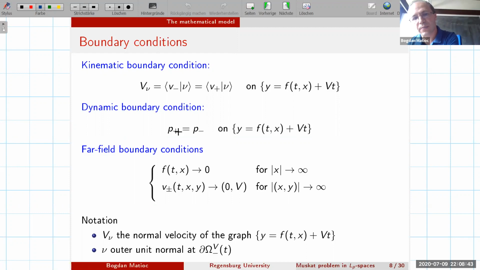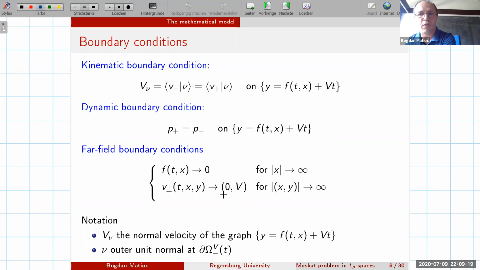Secondly, because surface tension is neglected, the dynamic boundary condition tells us that the pressure is continuous across the interface. And we have the far-field boundary condition, practically saying that far away from the origin, the fluids are transported with the velocity v_0. So the interface is flat and the velocity matches asymptotically, for x, y to infinity, this constant vector field v_0.